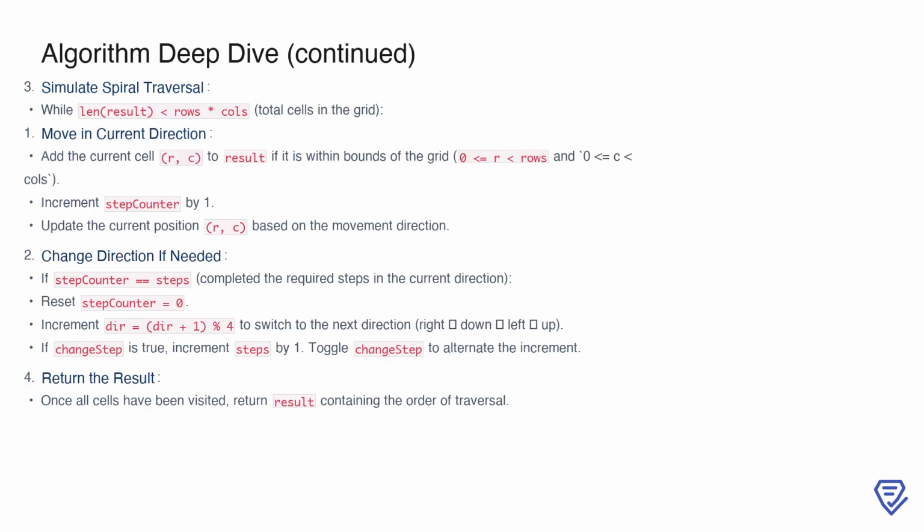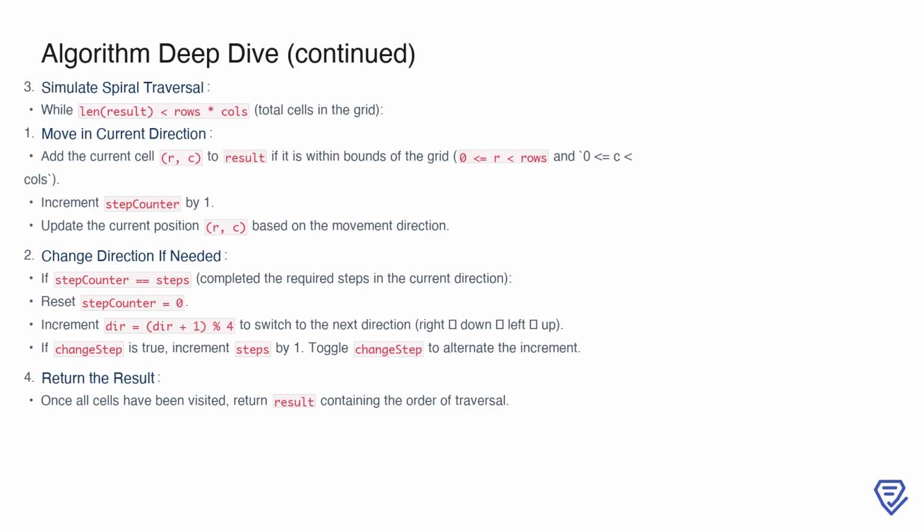The next part involves simulating the spiral traversal. We continue the process until we have visited all the cells in the grid, which is checked by the condition len(result) equals rows * cols. First, we move in the current direction. If the current cell, r, c, lies within the grid boundaries, we add it to the result list.